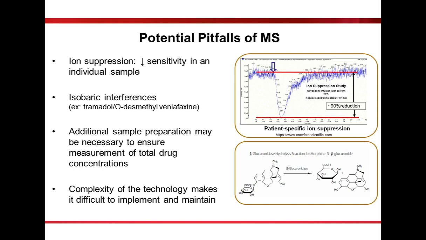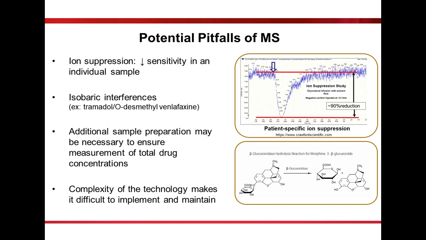Another type of interference are isobaric interferences. This is when two compounds have the same mass and you can't tell them apart unless you separate them chromatographically. For mass spec, additional sample prep might be needed.